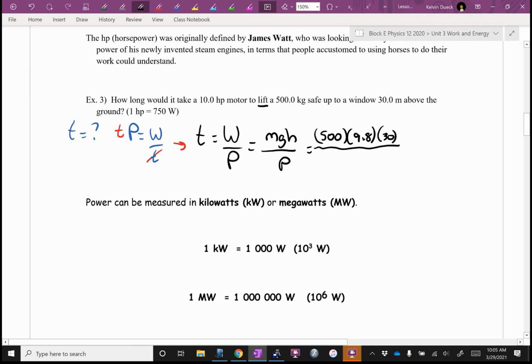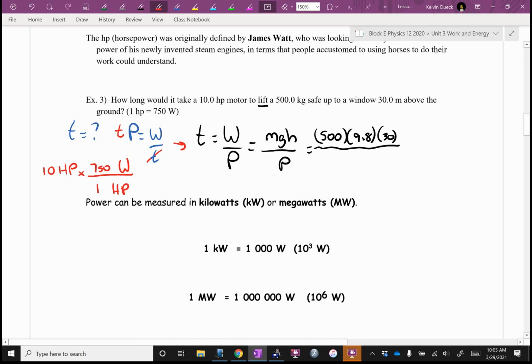Ooh. Can I put 10 into this equation? I'll have to do a conversion. So over here, I'll make a little note. 10 horsepower. I want horsepower to cancel. So where is it going to go in my next fraction? I want watts to be my unit left behind. And the conversion factor was 1 horsepower is 750 watts.